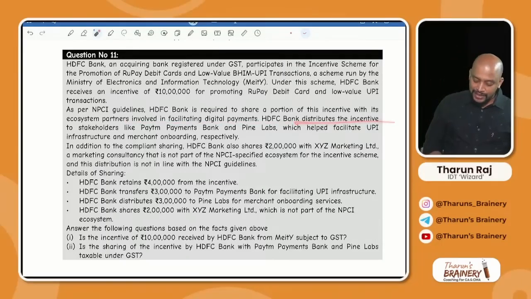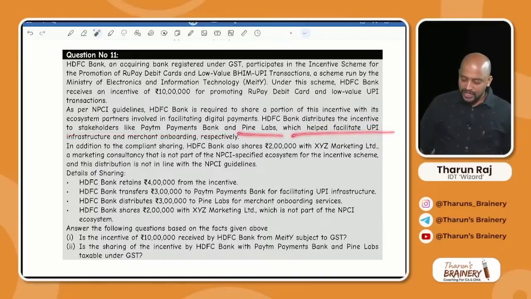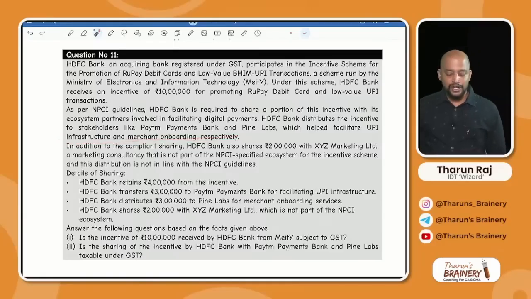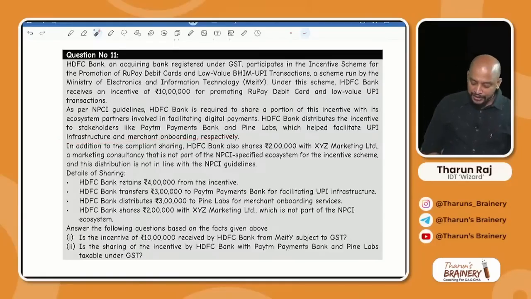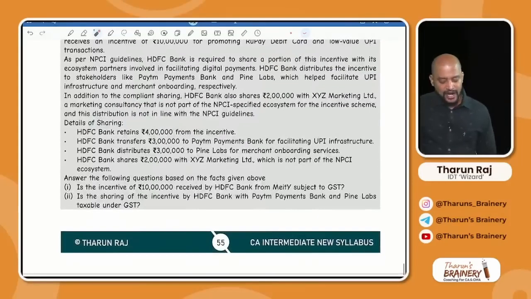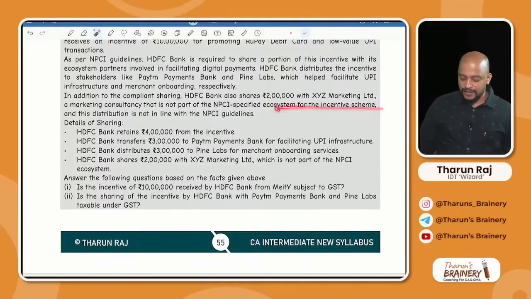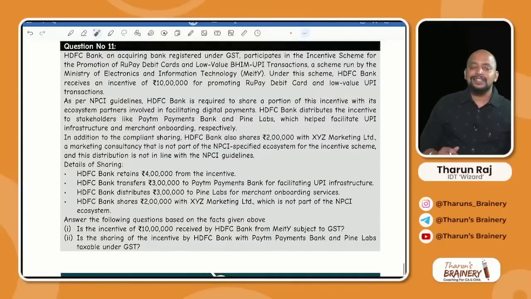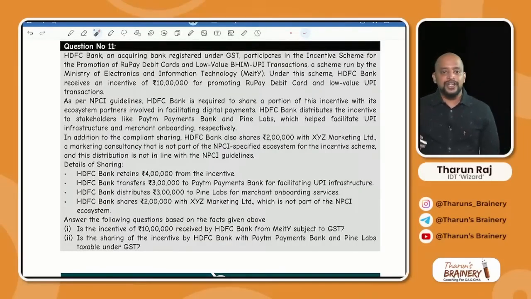HDFC Bank distributes the incentive to stakeholders like Paytm Payments Bank and Pine Labs, which helped facilitate UPI infrastructure and merchant onboarding respectively. In addition to the compliance sharing, HDFC Bank also shares 2 lakhs with XYZ Marketing Limited, a marketing consultancy that is not part of the NPCI specified ecosystem for the incentive scheme, and this distribution is not in line with NPCI guidelines. Now, first, how much has HDFC received? 10 lakhs. What is the treatment of the 10 lakhs received by HDFC? Treated as subsidy from government, and it will not be included in the value and not chargeable to GST.